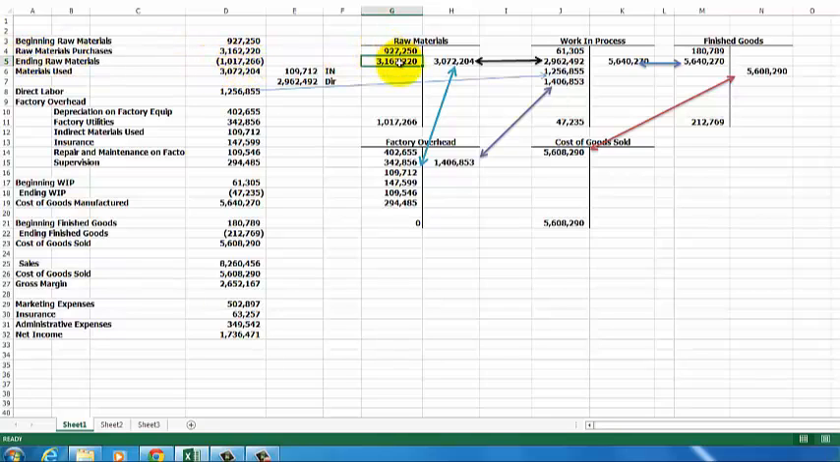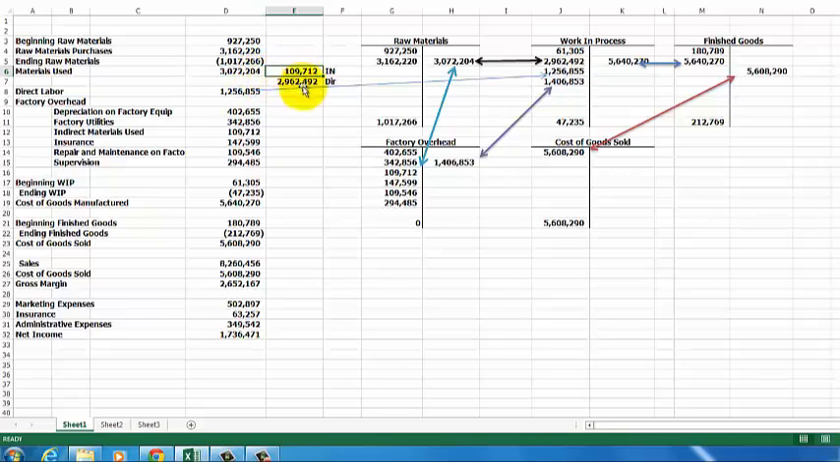Now, at the end of the period, we can count up what we have left, and we subtract that from what we bought and what we had to start with, and that is how much we used. Perhaps a better way to figure out how much we used is to keep track of it during the accounting period by using what we refer to as materials requisitions, things that are needed in the process of manufacturing our product. Either way, whether you track it through the period or count up what is left at the end, we determined that we used $3,072,204 worth of materials.